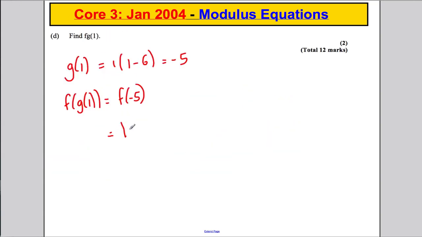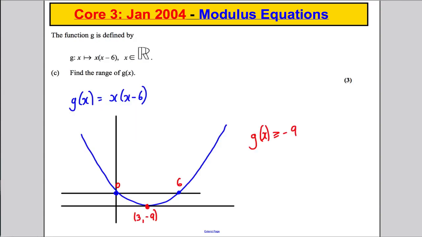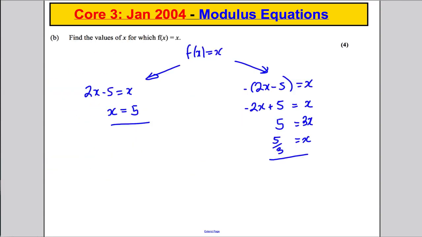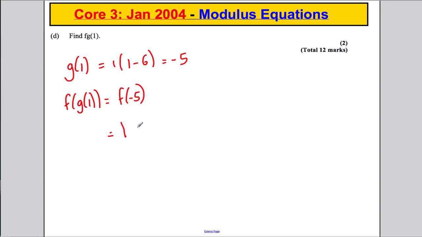This would be the modulus of 2x minus 5. Yeah, it's the modulus of 2 times minus 5 subtract 5, which is the modulus of negative 15, which is simply 15. And f of g of 1 is 15. And we're done.